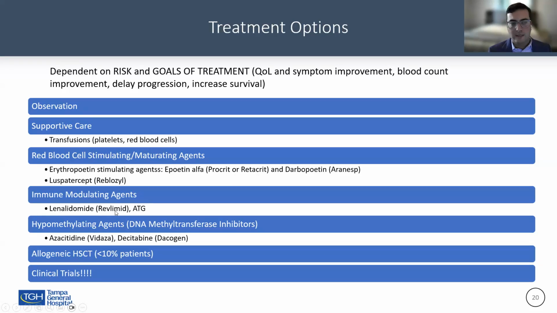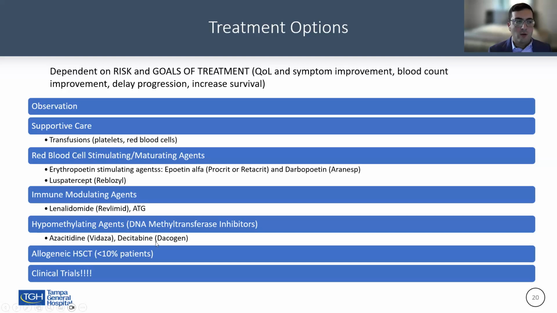Other agents that we use are lenalidomide or Revlimid. This is a pill-based agent that we can use in 5q syndrome. That was really where it was FDA approved, but we also use this in patients without the del5q chromosomal change. We have a drug called ATG, which is another drug that affects the immune system. We tend to use this in hypoplastic or low cellularity MDS.